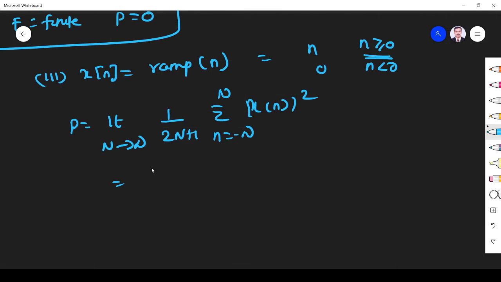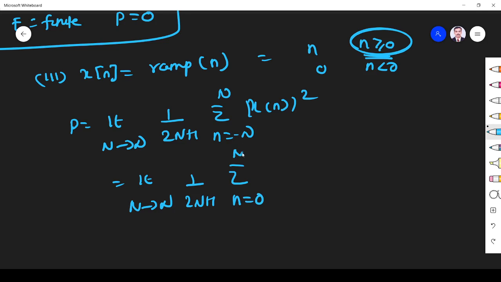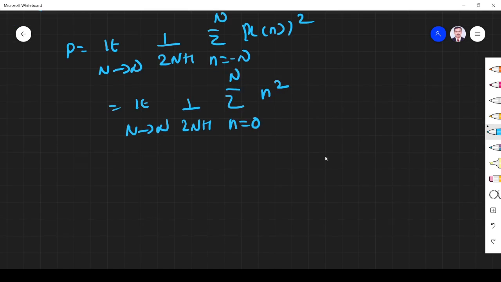So no need to go for negative n. So what I have to do? 1 by 2n plus 1. Ramp has n greater than 0, so no negative values. So start from n is equal to 0 only. For n equal to 0 to any number, ramp has a value of n. So x of n is n, because x of n is a ramp, and its square is n square. Okay. Now you do that.